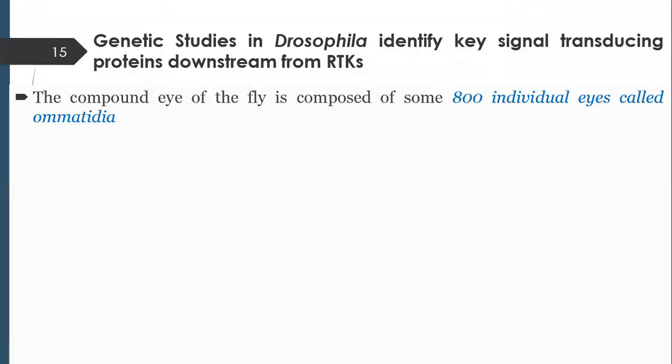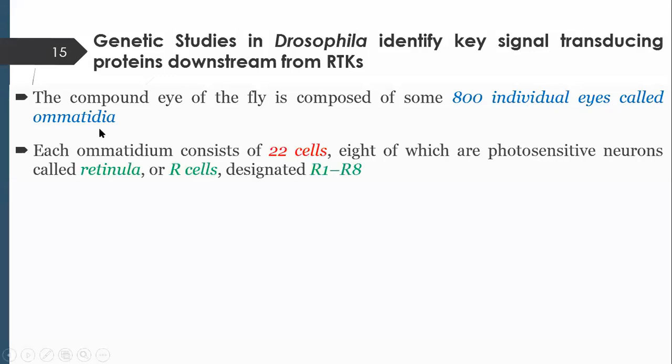Okay, so yes sir. A compound eye of a fly is composed of some 800 individual eyes. So 800 individual eyes होते हैं compound eye में, और हर एक eye को हम ommatidia कहेंगे. So these ommatidia consist of 22 cells, 8 of which are photosensitive neurons, retinula, and they will be called R cells, designated from R1 to R8.